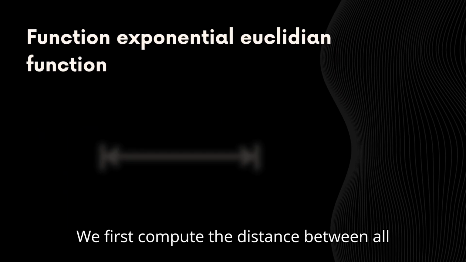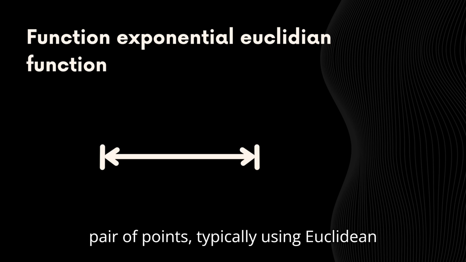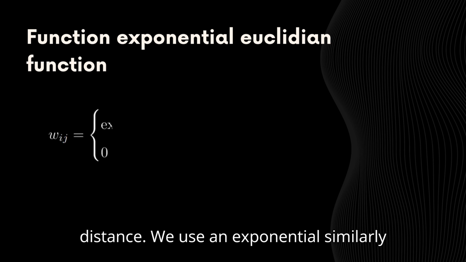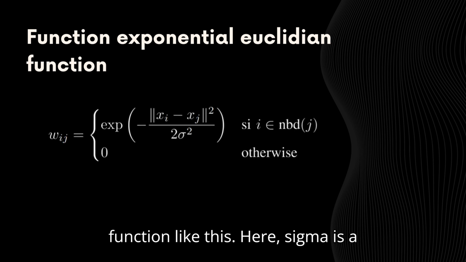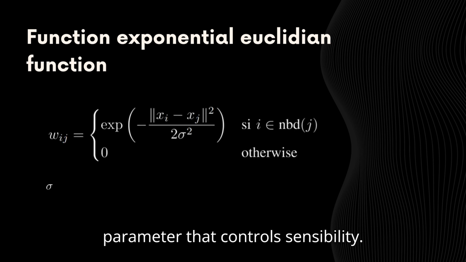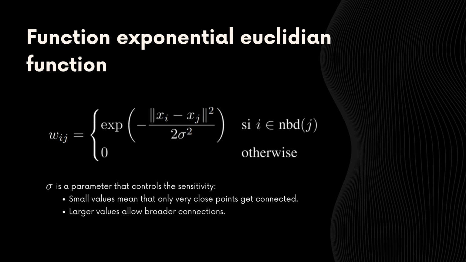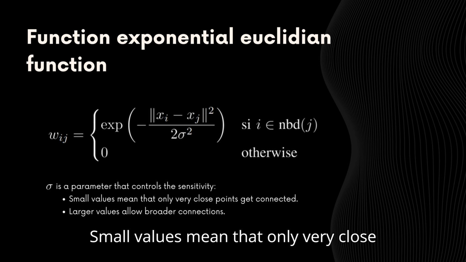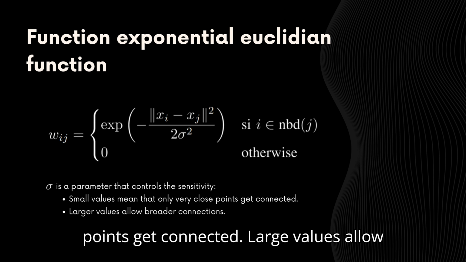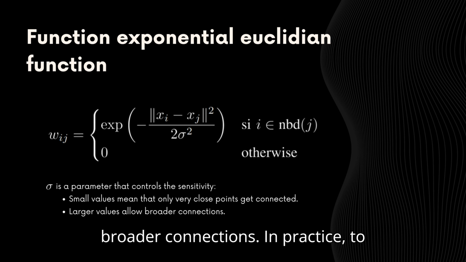We first compute the distance between all pairs of points, typically using Euclidean distance. We use an exponential similarity function like this. Here, sigma is a parameter that controls sensitivity. Small values mean that only very close points get connected. Large values allow broader connections.